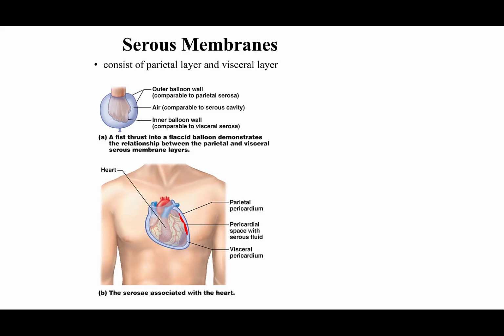Another thing, between the parietal and the visceral layers is a very thin fluid-filled space, which is the space in between here. It provides cushioning and a friction-free environment for organs that move around a lot, something like the heart, the lungs, stomach, and the intestines.